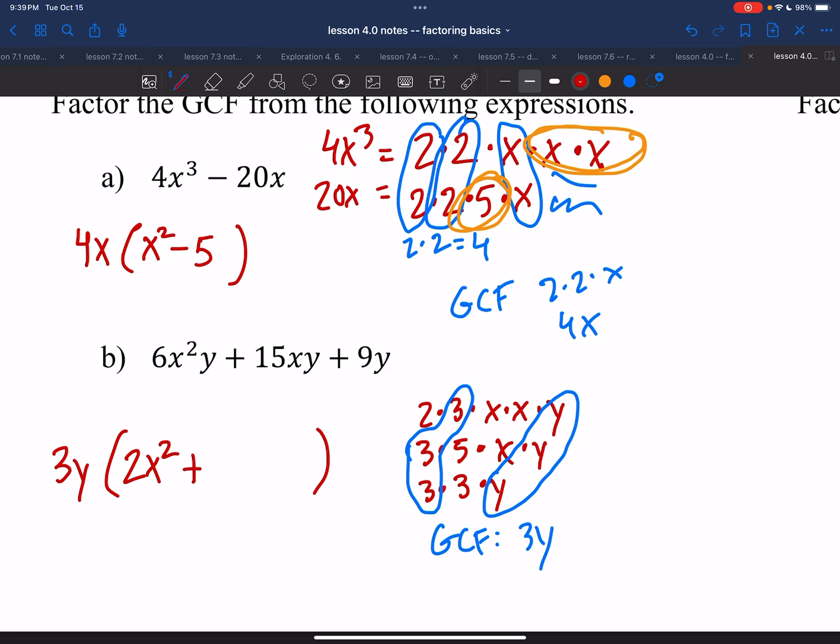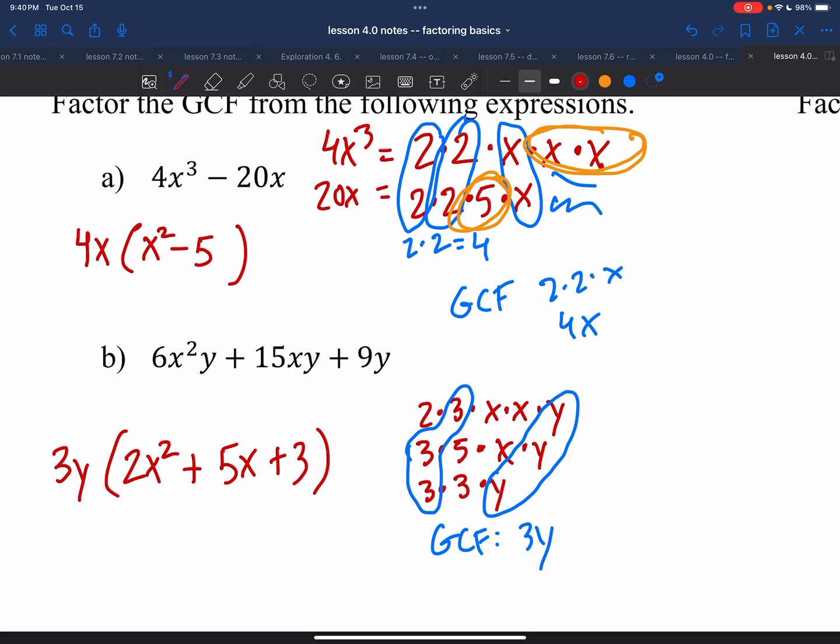And then I would say plus, and then the same thing, 3 times what number is 15? Well, I would need a 5 there. And I already have a y, so that y is good, but I still need an x. So it would be 5x. And then, of course, 3y times what is 9y? Well, you just need a 3. So it's plus 3. And so we're done.